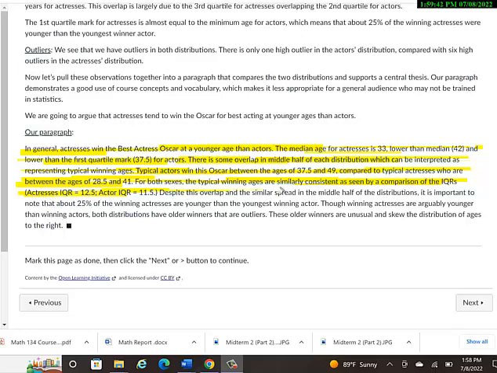Despite this overlap and the similar spread in the middle half of the distributions, it's important to note that about 25% of the winning actresses are younger than the youngest winning actor. Though winning actresses are arguably younger than winning actors, both distributions have older winners that are outliers. These older winners are unusual and skew the distribution of ages to the right.